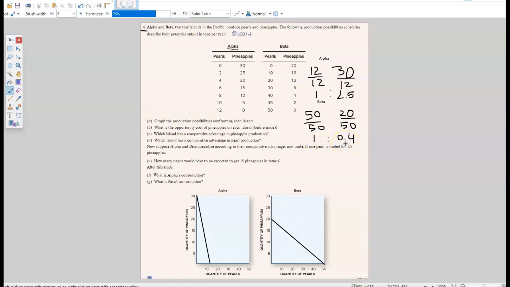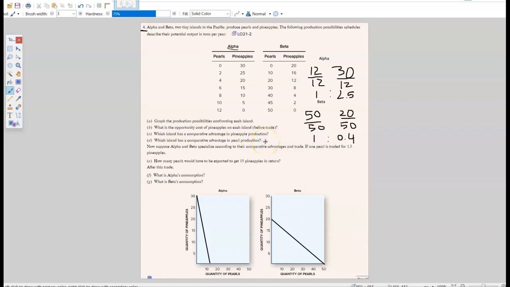So who gives up the least to produce a pearl? Well, you could see beta only has to give up 0.4 pineapples to produce one pearl, so beta has the comparative advantage when it comes to pearl production. And that's what would be the answer for part D.